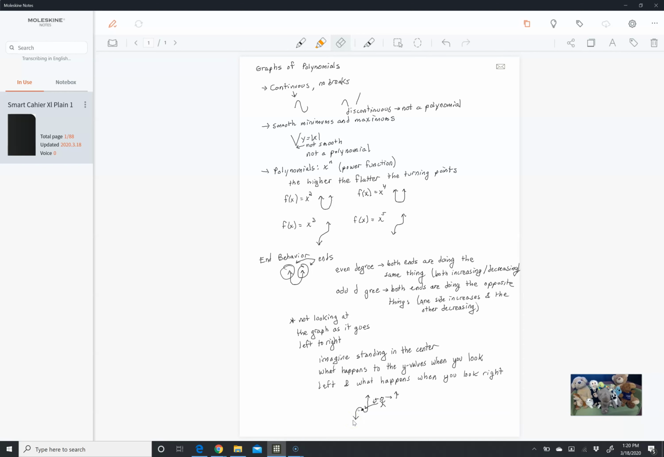But this isn't enough, right? Because the degree, all that's doing is it's telling us that on one end we're going up and on the other end we're going down, or on both ends we're going up and on both ends we're going down. The problem is that we don't know what's actually happening. We just know it's the same or it's different. So in order to tell what's happening, we also need the leading coefficient. So let's take a look at what is going on with the leading coefficient.